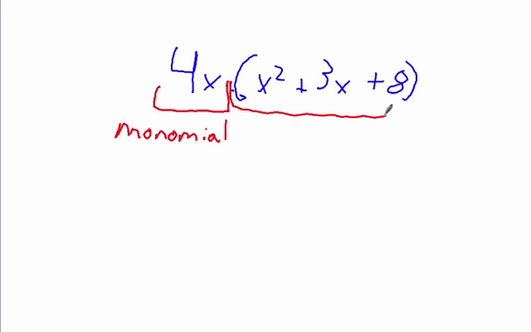This other part of the expression over here, an expression that has more than one term, that is a polynomial. So if we look in this problem here, our polynomial is x squared plus 3x plus 8. It has three terms, which makes it a polynomial. What we're going to be doing is multiplying these two things together. And the procedure for that is very simply going to be to use the distributive property.